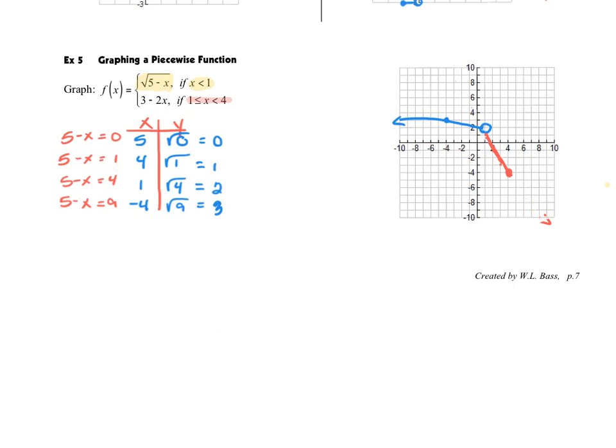I always like to check the endpoints last, and this one says that at x equals 1, we do in fact want a nice solid circle there. So at x equals 1, it should be at the point (1, 1). That's not inside my little circle there. So our graph is going to finally look like that. So that's what our piecewise graph would look like when we're all finished.